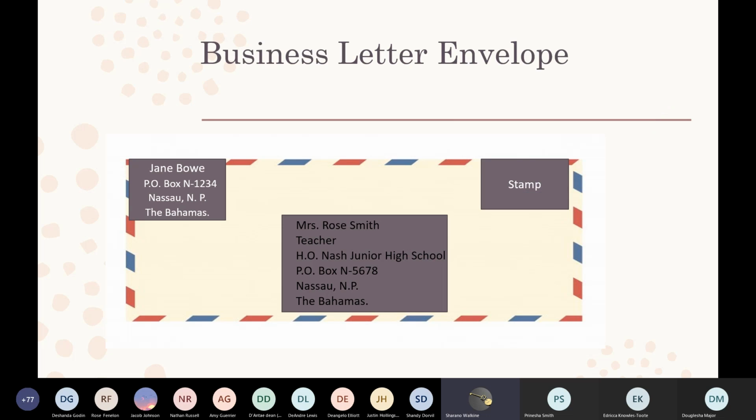So this is the envelope, which is also a crucial part of the letter. On the right-hand side of the envelope, you put the stamp. That's where the stamp goes. Now, what else is supposed to go on this envelope, guys? Help me out.